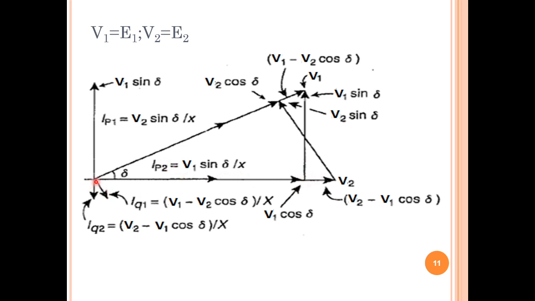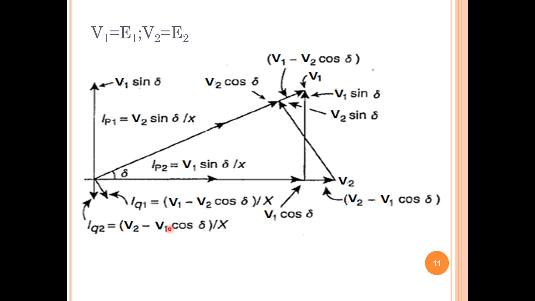Perpendicular to this current we can have another quadrature current, that is the reactive current component. This one is IP2. Perpendicular to IP2 we can have IQ2. Perpendicular to IP1 we can have IQ1. That's the final issue. IQ1 is nothing but, we all know V equals IR. From that, what is the I value? V by R. In terms of R we only have reactance X. That's why IQ1 is this entire small portion divided by X. The small portion is V2 minus V1 cos delta, so IQ1 is V2 minus V1 cos delta by X.